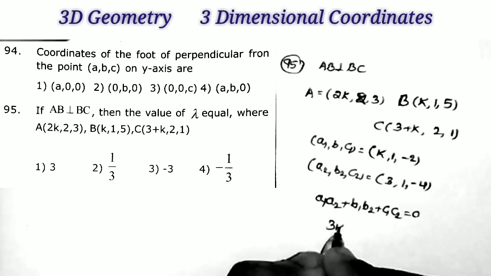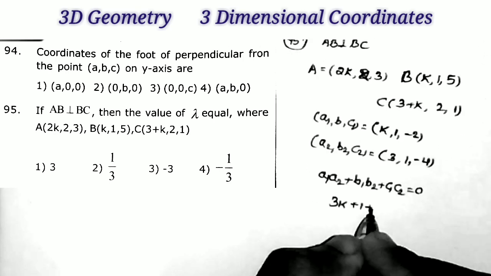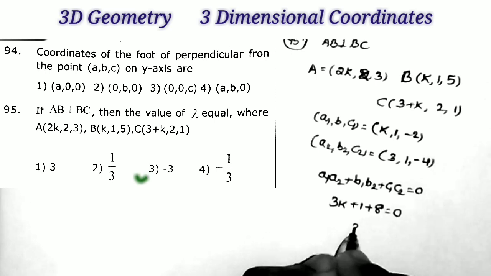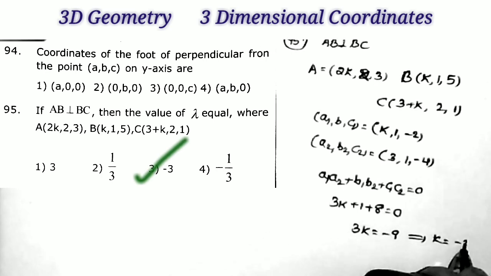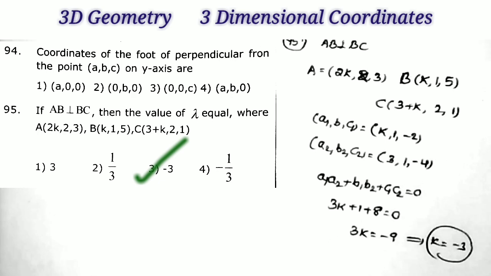3 into K, 3K, plus 1 plus 8 is equal to 0. That is 3K is equal to minus 9. Therefore, the value of K is equal to minus 3. That's all. And that is the third option.